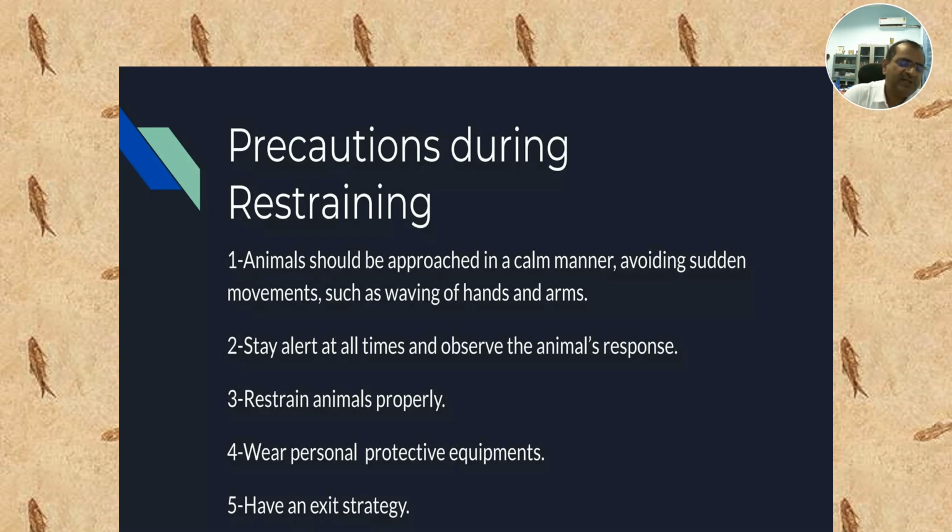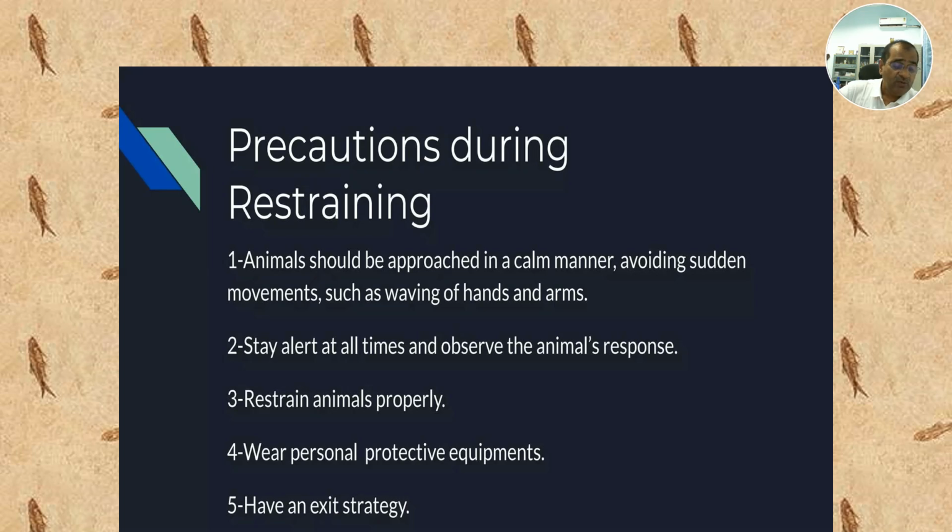get the veterinarian injured. So you need to prepare the animals properly before the restraint, and always wear personal protective equipment, maybe hand gloves, or sometimes especially one should have equipment like a rope or snare, whatever it may be, depending upon the type of animal we are going to handle.